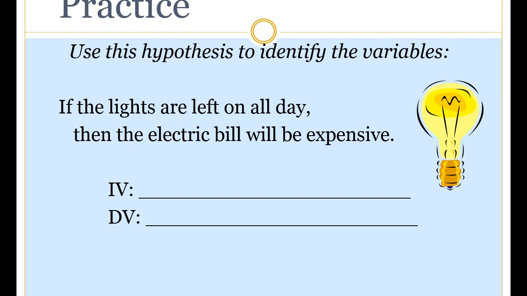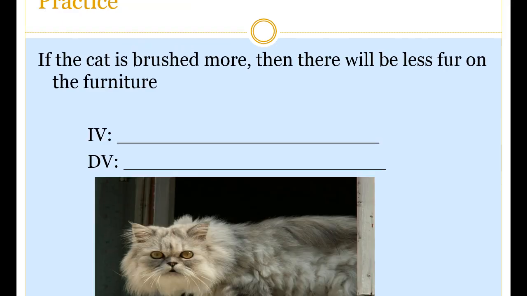If the lights are left on all day, then the electrical bill will be expensive. So go ahead, pause me for a second, and see if you can get the correct independent and dependent variables. Pause me. All right, so you're back. Hopefully you just looked at the if part. What is it that I'm changing? The amount of time lights are left on is what I'm changing. What depends on that? How expensive the electric bill is. Good job.